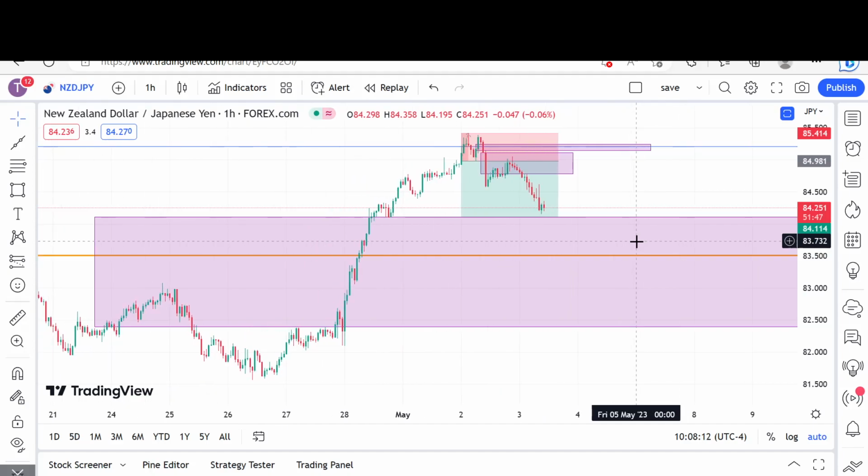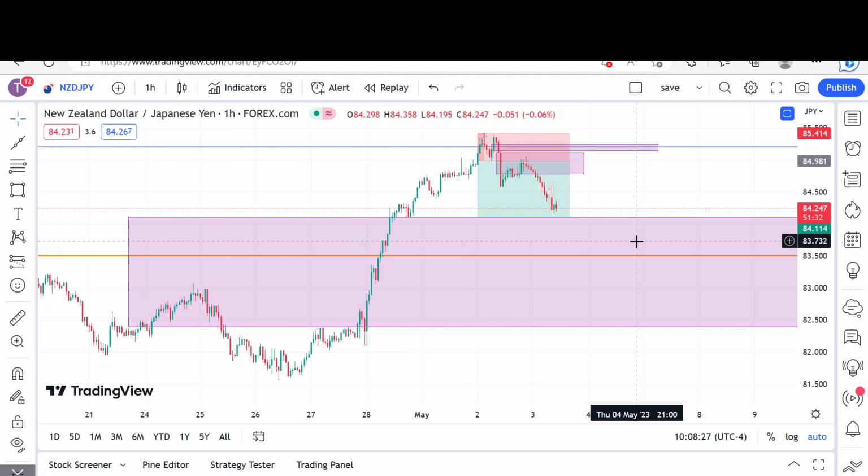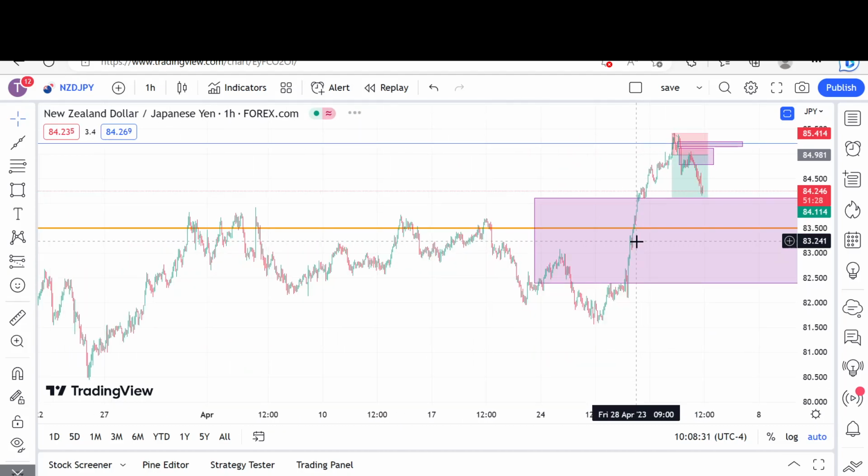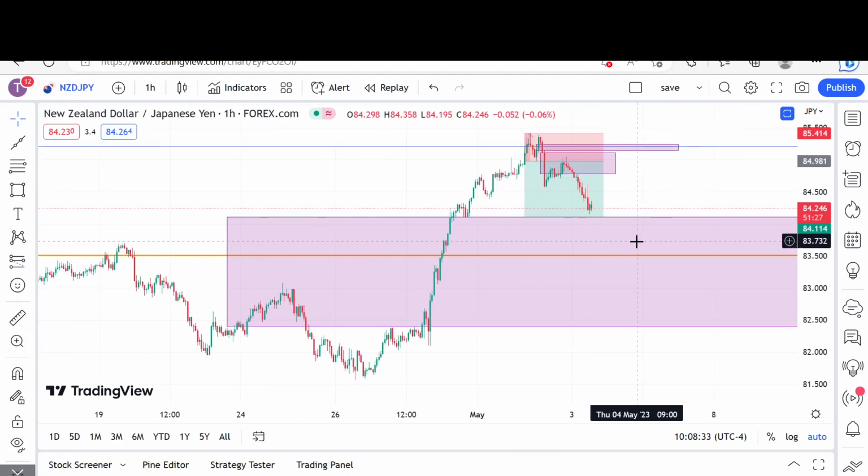Now, that right there is, again, credit to ICT. This is one of his strategies. I'll leave a link to the video that he made on this strategy in the video description as well, I'll leave a link to his channel, and I'll leave a link to that video specifically. But it's a beautiful, beautiful strategy, beautiful setups, and they repeat. They happen over and over and over again.